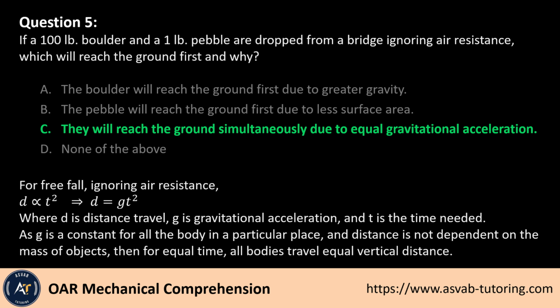The answer is C. For free fall, ignoring air resistance, d is proportional to the square of t, where d is the distance traveled, g is gravitational acceleration, and t is the time needed. As g is a constant for all bodies in a particular place, and distance is not dependent on the mass of objects, then for equal time, all bodies travel equal vertical distance.